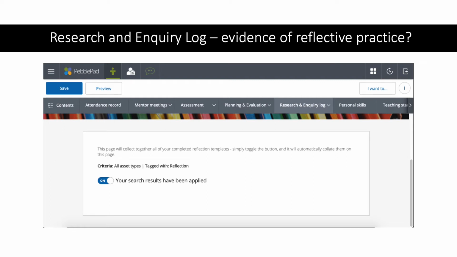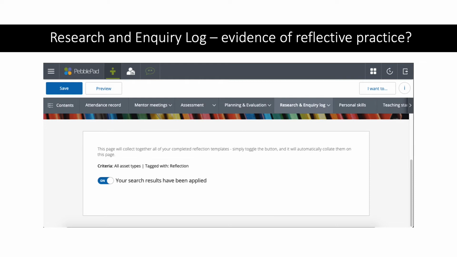For example, there are no reflective log entries that have been made, and there are no observations included that speak to this particular standard. So that might give us a few clues as to why this particular student is struggling to differentiate in a purposeful and meaningful way.